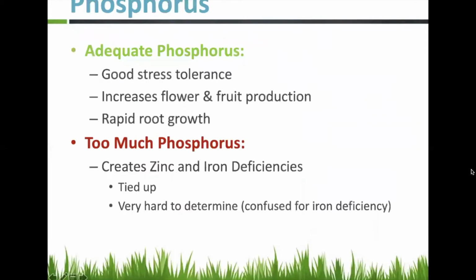When there's an adequate amount of phosphorus, there's good stress tolerance, an increase in flower and fruit production, and rapid root growth. When there's too much phosphorus, this creates zinc and iron deficiencies because they're tied up. It's very hard to determine if it's an iron deficiency or an actual phosphorus toxicity.